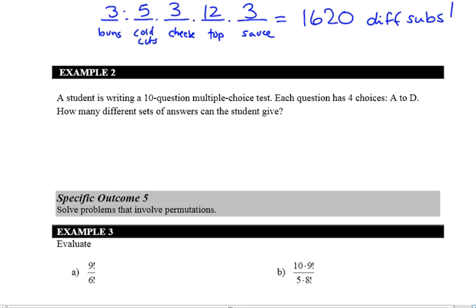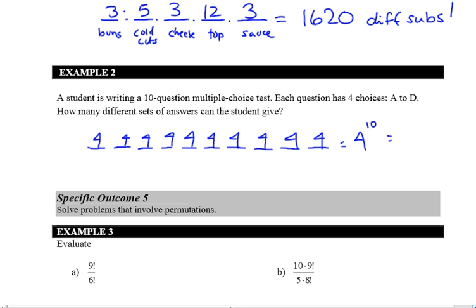How many different questions do we have? 10. So we have 10 spaces: 1, 2, 3, 4, 5, 6, 7, 8, 9, 10. And for the very first question, how many choices do you have? 4. How many choices for the second? 4, 4, 4. How else could we represent this? 4 to the power of 10, which is a really large number.